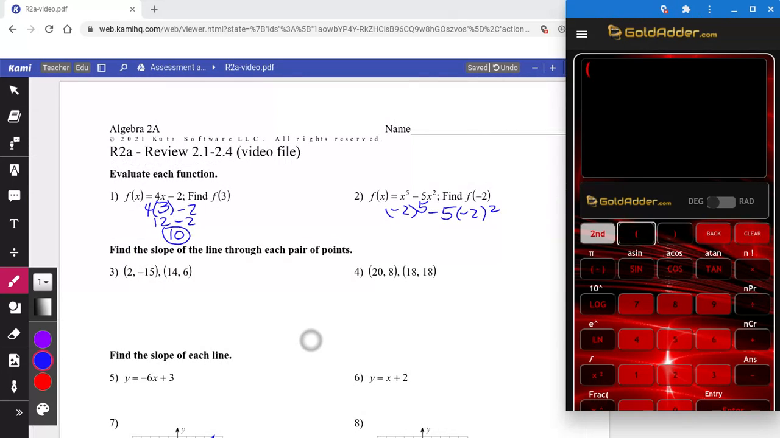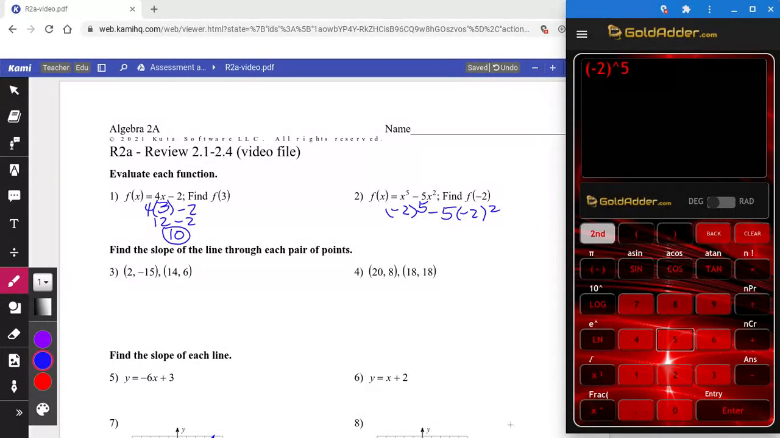We have parentheses. Negative 2 to the 5th minus 5 times negative 2 to the 2nd. It's negative 52.